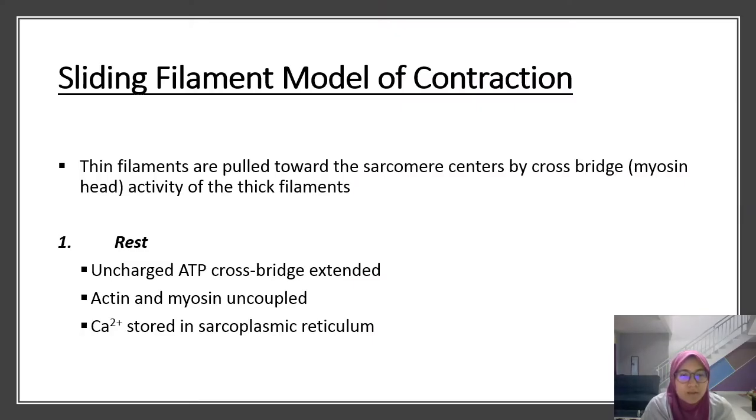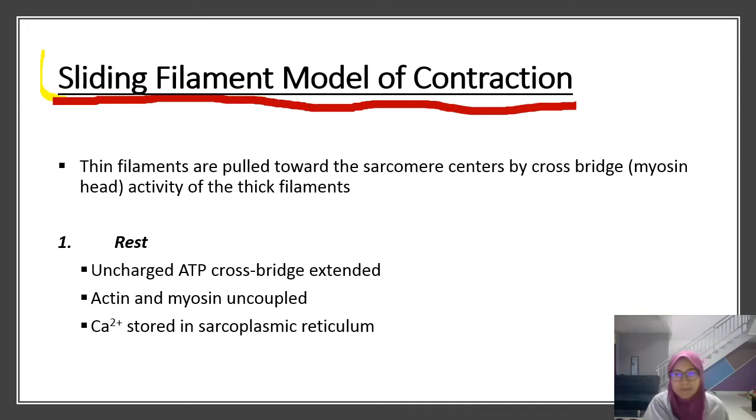So in this part 2, I'm only explaining about the sliding filament model of contraction only. Sliding filament model of contraction means when the thin filaments, the actin, are pulled towards the sarcomere centers by cross bridges.